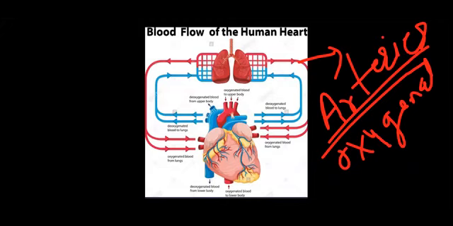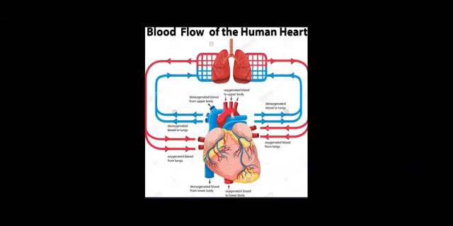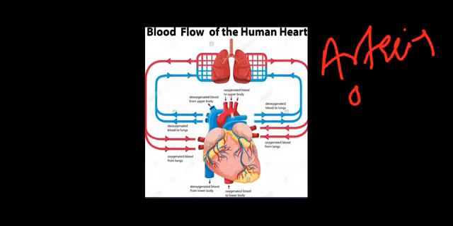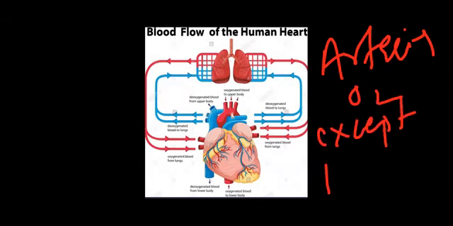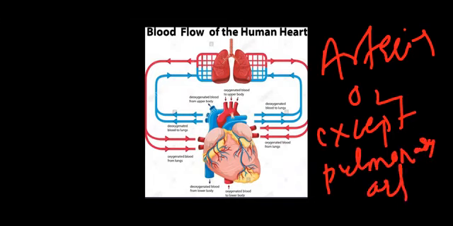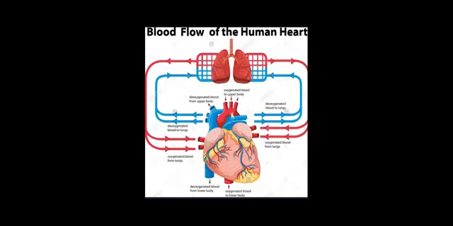Now children, here is an exception. Just now I told you that all arteries carry oxygenated blood except the pulmonary artery, which carries deoxygenated blood. See this blue line, this one. This is the pulmonary artery, which carries deoxygenated blood. And it is the same for the vein too.